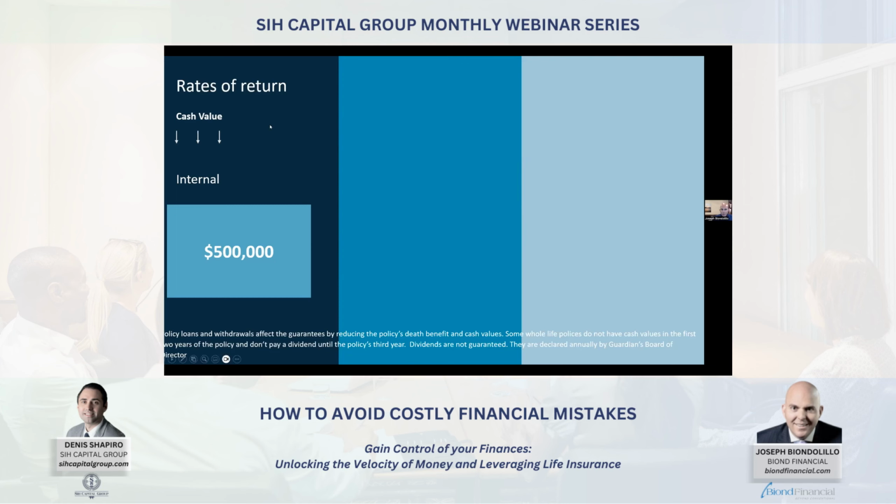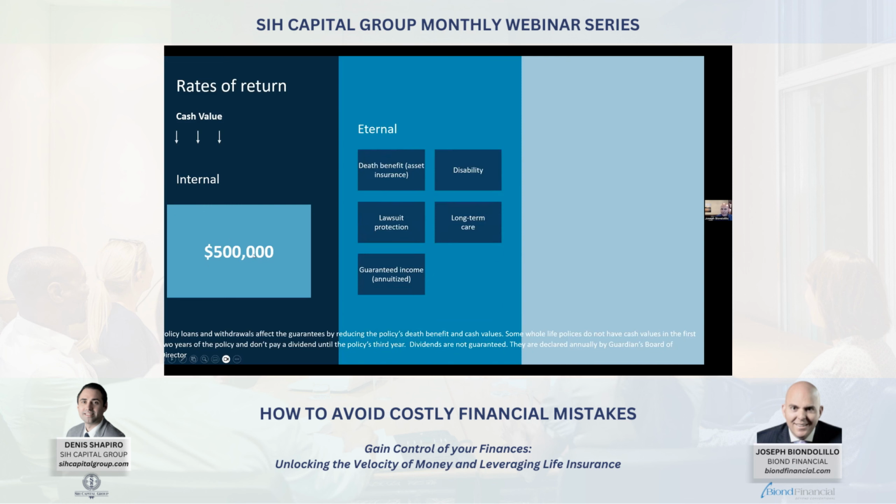So again, we start to get cash flow into the policy. As the cash flow starts to accumulate over a long period of time, we start to earn dividends on that cash value, which gives us a return on the money that we're depositing into the plan. The next rate of return is the eternal return. And as we mentioned, forever, there'll be a death benefit in place.